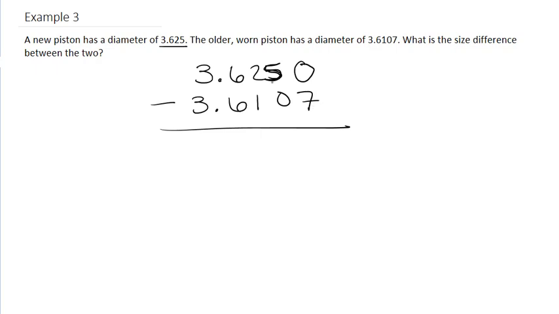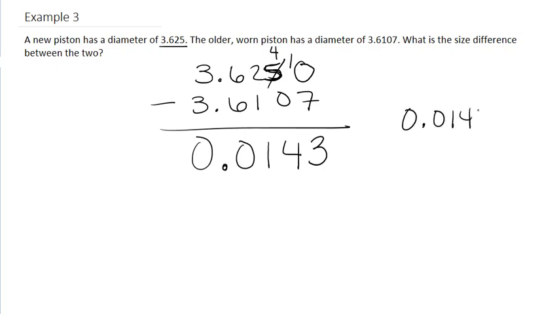Except 0 minus 7 can't be done. So we're going to need to go ahead and borrow from the 5. Make it a 4. Now this is 10. So 10 minus 7 is 3. 4 minus 0 is 4. 2 minus 1 is 1. 6 minus 6 is 0. Bring down that decimal. 3 minus 3 is 0. So the size difference between the two is 0.0143. So let's go ahead and do one final example.